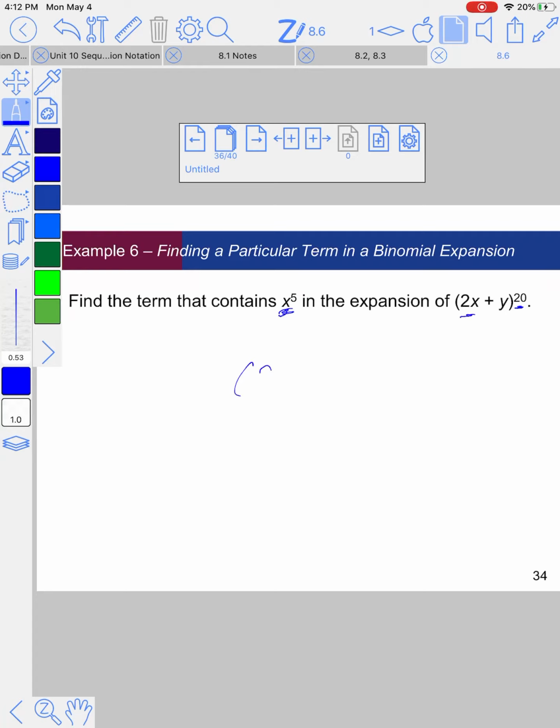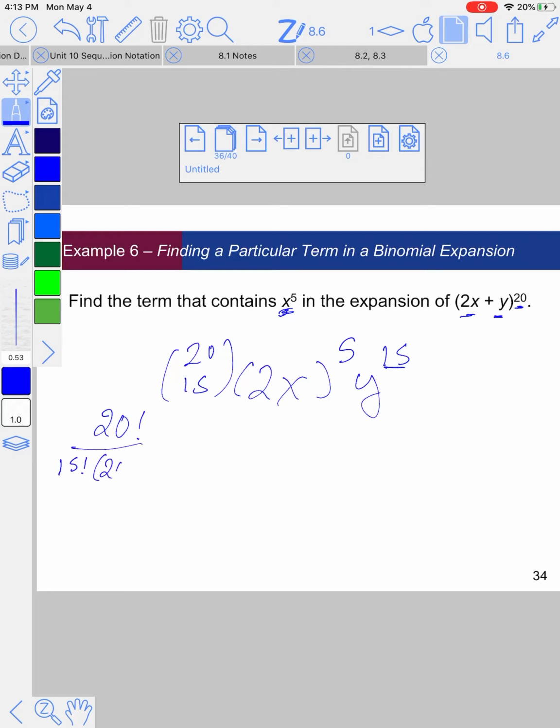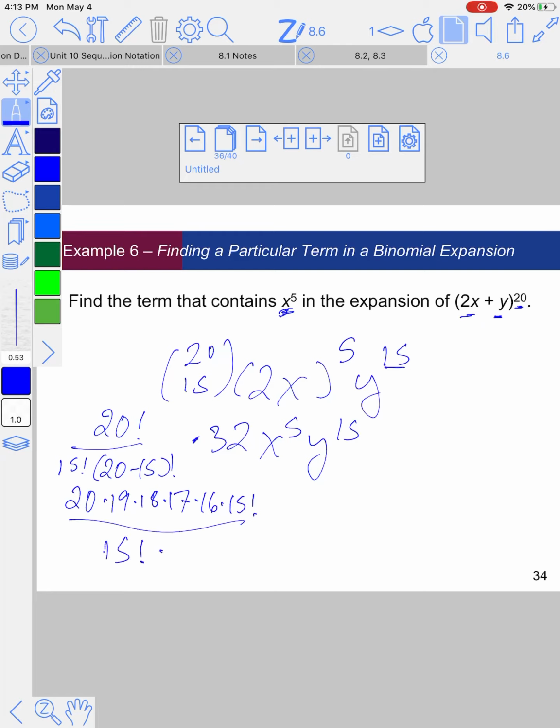So this 2x right here is going to be to the 5th, which means this y has got to be to the 15th. And then remember, we're going to take 20 choose whatever this number is here, which is 15. So that's going to give us 20 factorial over 15 factorial times 20 minus 15 factorial, times 2 to the 5th, which is 32, x to the 5th, y to the 15th. So that's 20 times 19 times 18 times 17 times 16 times 15 factorial over 15 factorial times 5 factorial.